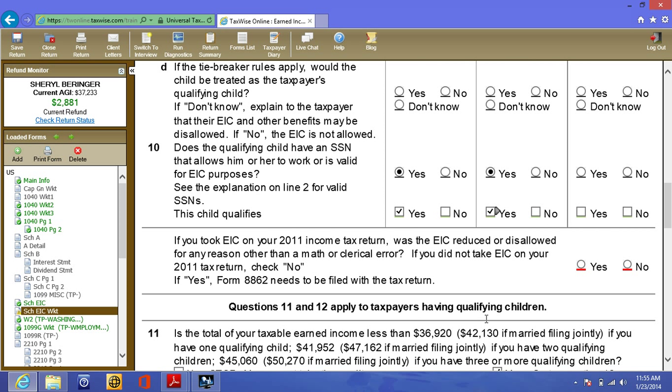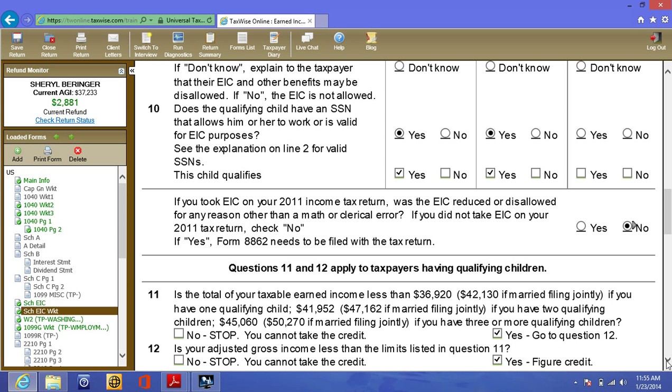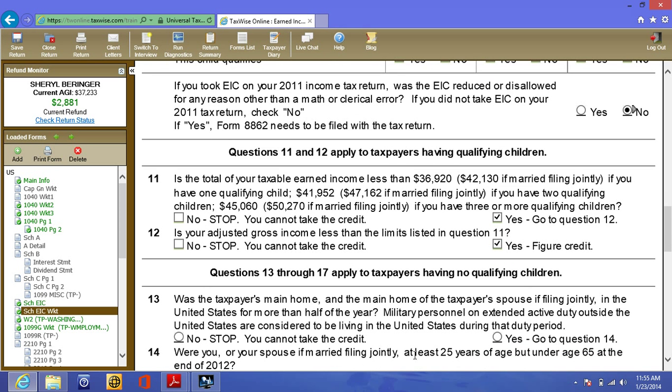If you took the earned income credit in 2011 on the 2011 return, were they disallowed? So that means they took this credit knowing that they weren't supposed to, just to get the money back, and the IRS caught them on it, and there was a lot of investigation work. So if this ever happens to someone, they will know it because there's a lot of paperwork involved. But in this case, there wasn't anything on the notes, so we're going to click no. So if you ever come across that, when someone says, I don't know, they'll know if that happened to them.